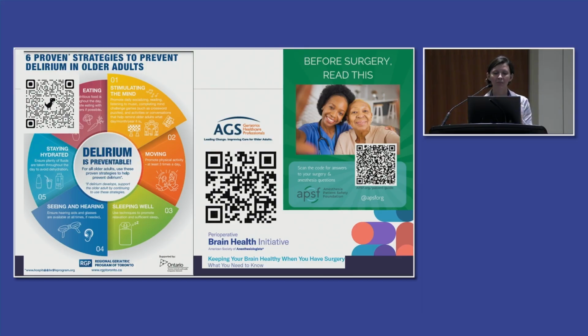So right at the top there, you'll see stimulating the mind. That's actually what I study, when I have my research hat on. But in addition to that, you'll see simple things for just general good health, like moving, getting good sleep, being engaged with your environment using your aids, staying hydrated, and having good nutrition. The APSF is also putting a lot of energy into creating resources for providers and patients about these types of topics. And so I encourage you to check out their website and stay tuned because I think it's going to continue to evolve.